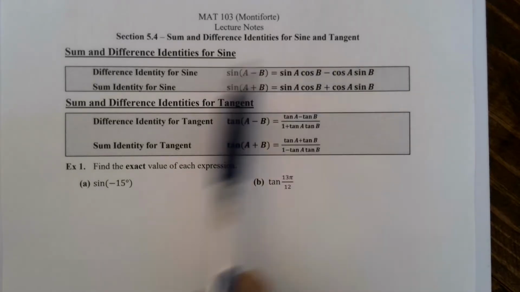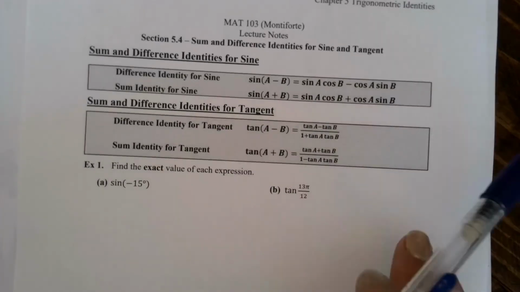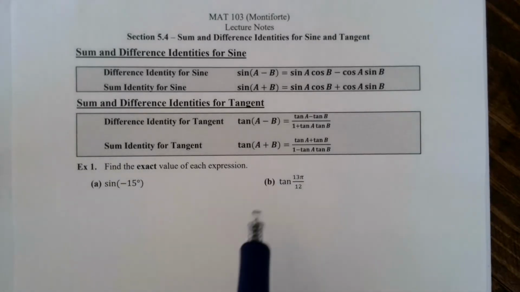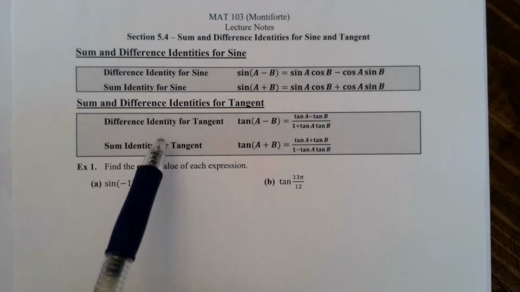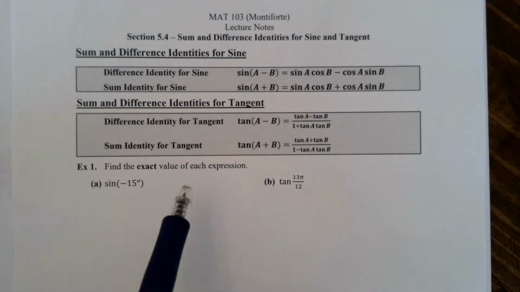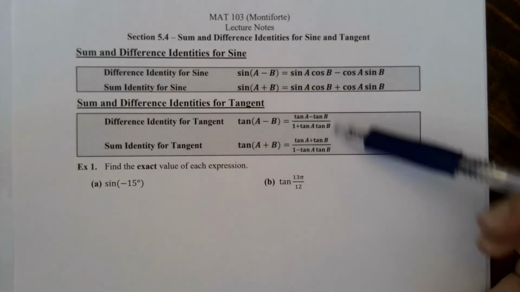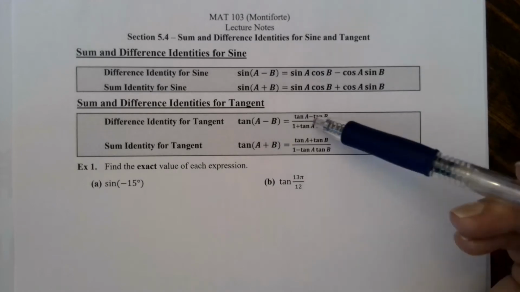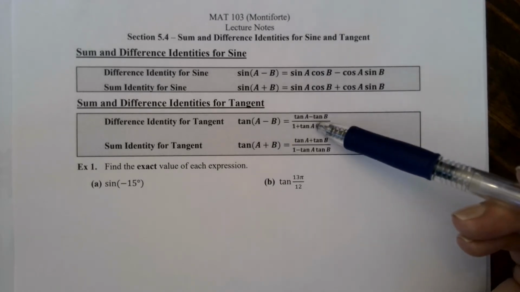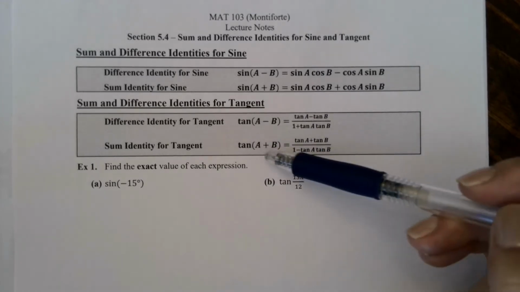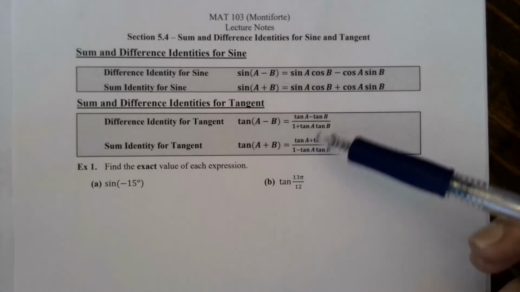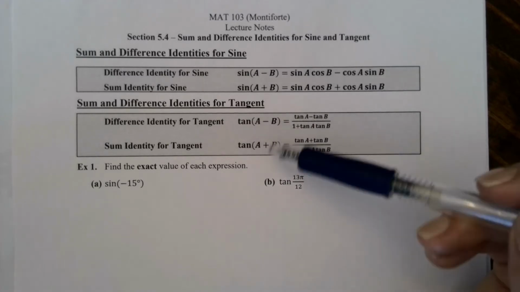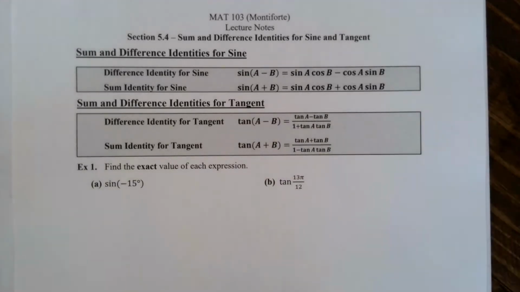Make sure you have these for reference whenever you're taking your quizzes and tests and doing your homework. Here we have sum and difference identities for tangent. These are quotients. For a minus b, we have a minus in the numerator and a plus in the denominator, and for a plus b, we have a plus in the numerator and a minus in the denominator. That's the one difference between tangent of a minus b and a plus b.